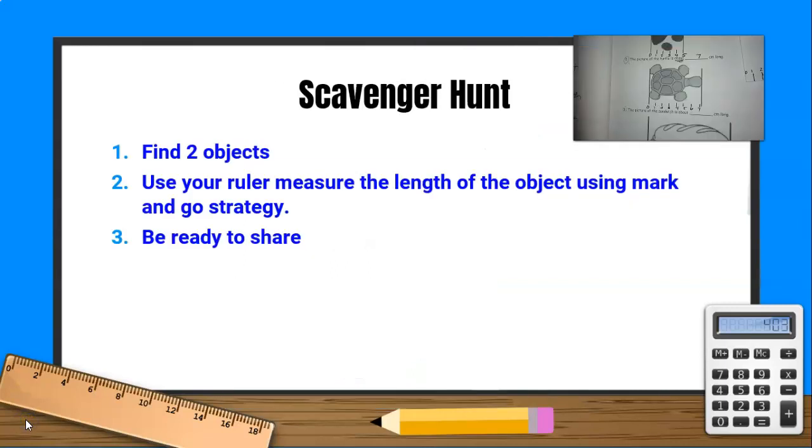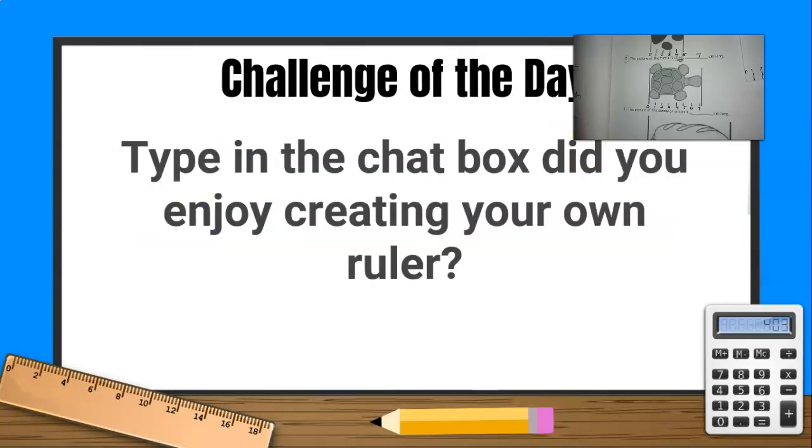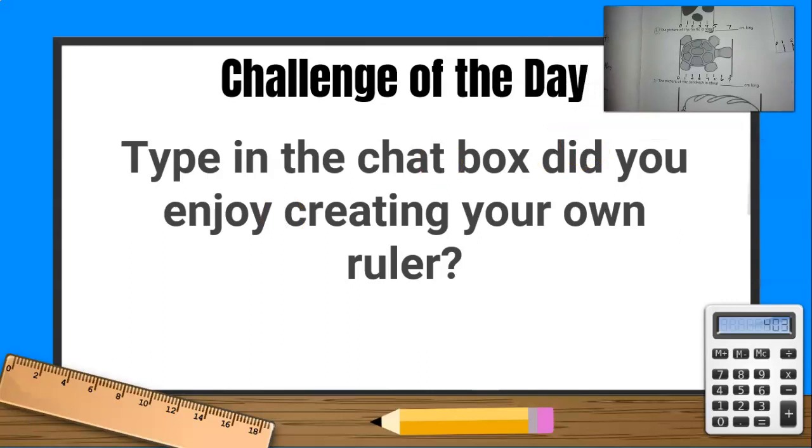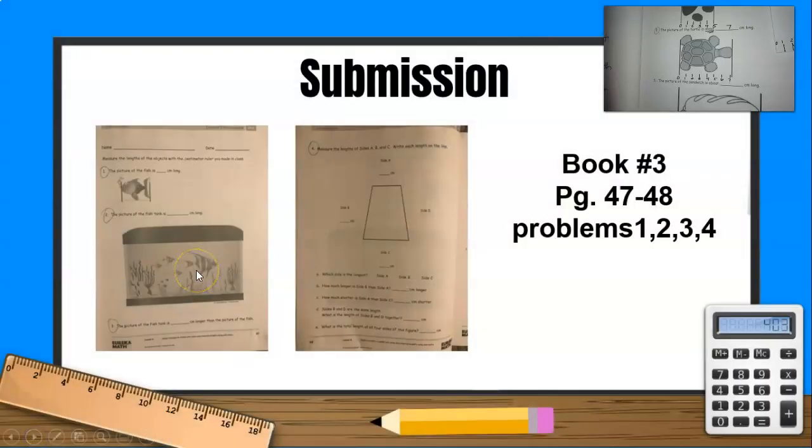Here's what I want you to do before we go to class. Find 2 objects. Use your ruler to measure the length of the object using the mark and go strategy, and be ready to share in class. Remember, I'm only choosing a couple of students. Here's a challenge for the day. When you go back to class, I want you to type in the chat box, did you enjoy creating your own ruler? I absolutely did. I had a lot of fun, boys and girls.